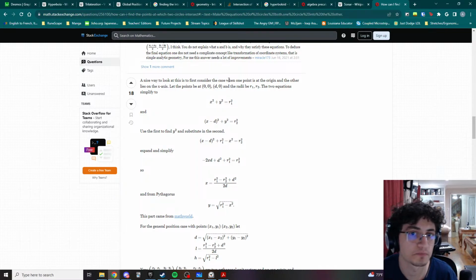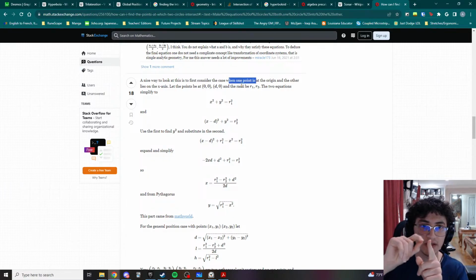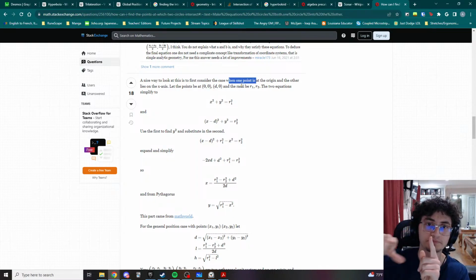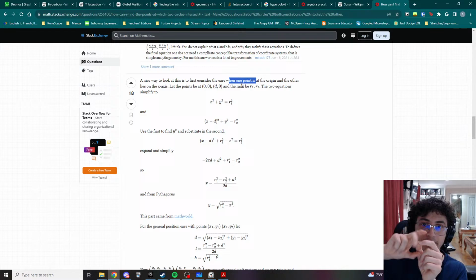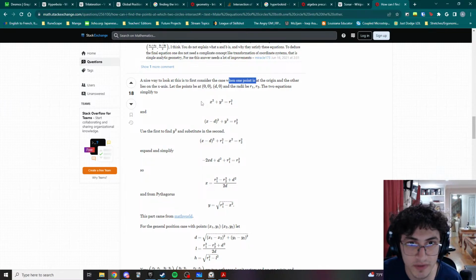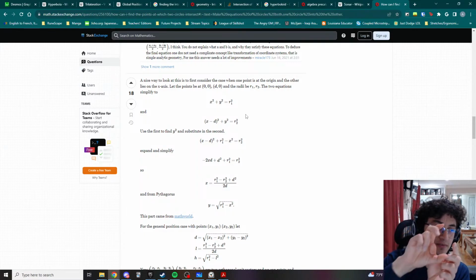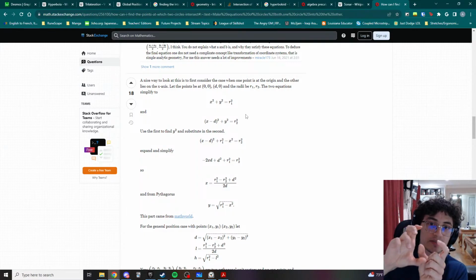Okay. So when one point is on the origin, another point lies somewhere on the x-axis. So we got 0, 0. We got d, 0. We got the radii. Two equations simplify to that. Yep. Equations of a circle. Equation of circle offset by this d. So it's the same equation of a circle, different radius, and offset by some value d.